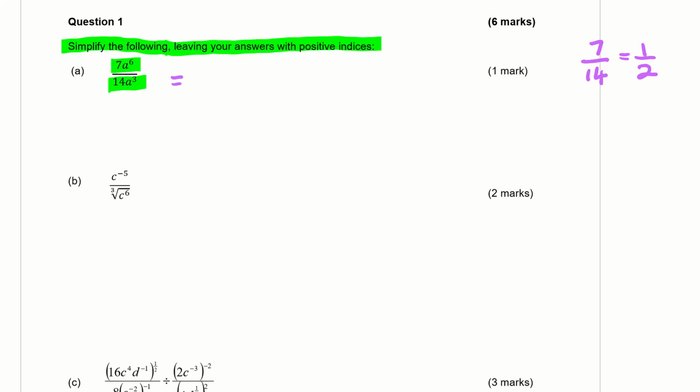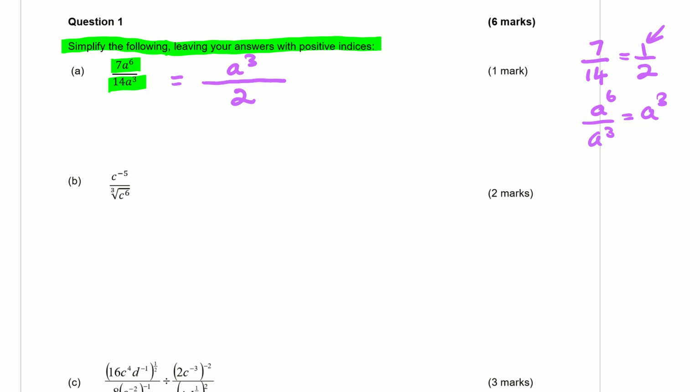So what we're going to have is a 2 on the bottom. We may or may not need the 1. If something else goes on top, we won't put it there. And then you've got the a to the 6 over a cubed. We're dividing, so subtract indices, that's an a cubed on the top, and so we won't put that 1 up there.